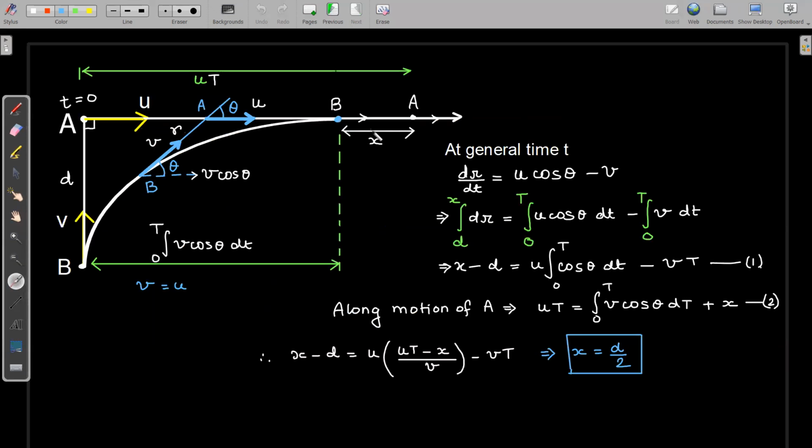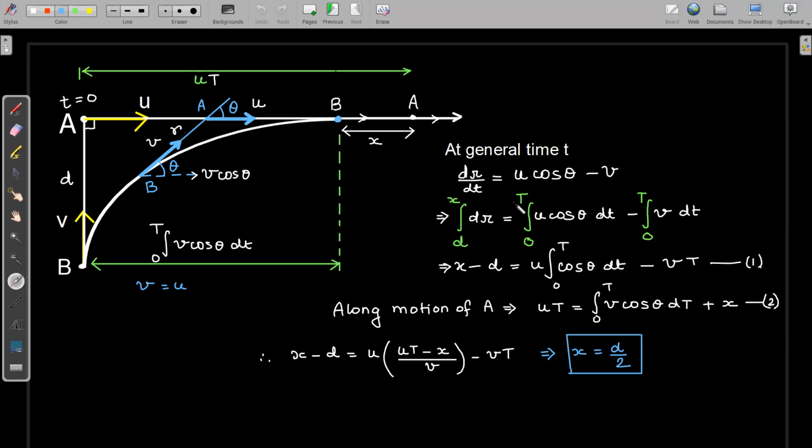Suppose the final separation between the particles is x, and at any general time t, suppose this is the position of particle A, and particle B is moving along this curve when it is chasing particle A. So this is the general position of particle B. The line joining particles A and B has a separation of small r at any time t. So the rate of change of this length AB, dr by dt, we can write as u cos theta, which is responsible for the increase in this length, and minus v, which is responsible for the decrease in this length. So u cos theta is positive and v is negative.